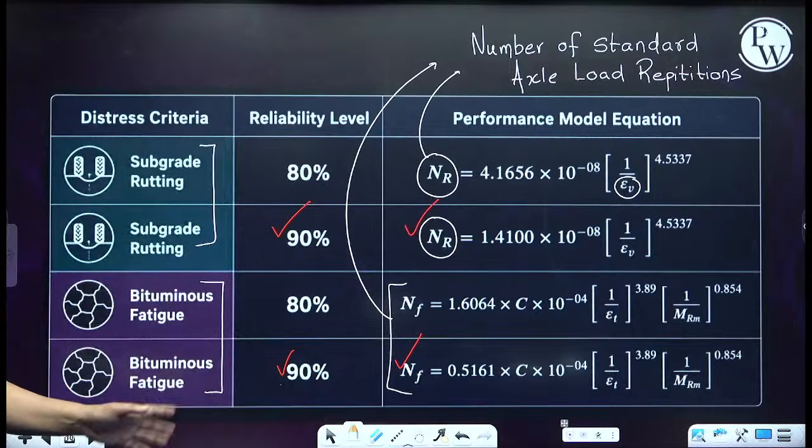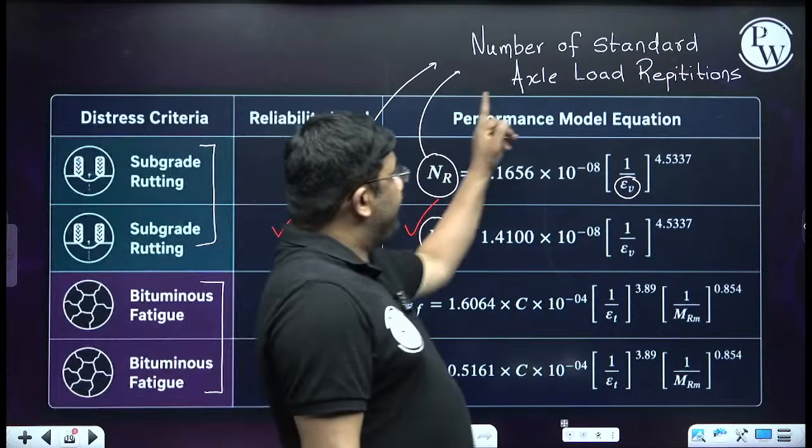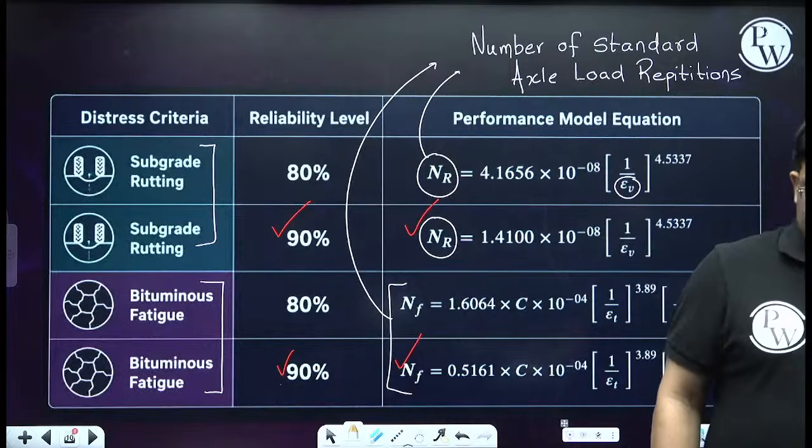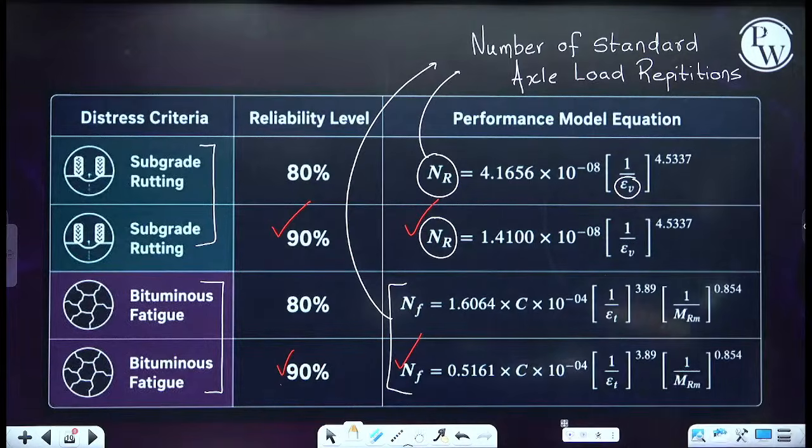Now let us solve a question where the number of standard axle repetitions is given to us, and based on that we will be calculating the strains. They might ask that question, so we will solve a question on that. You see here, this is the question.